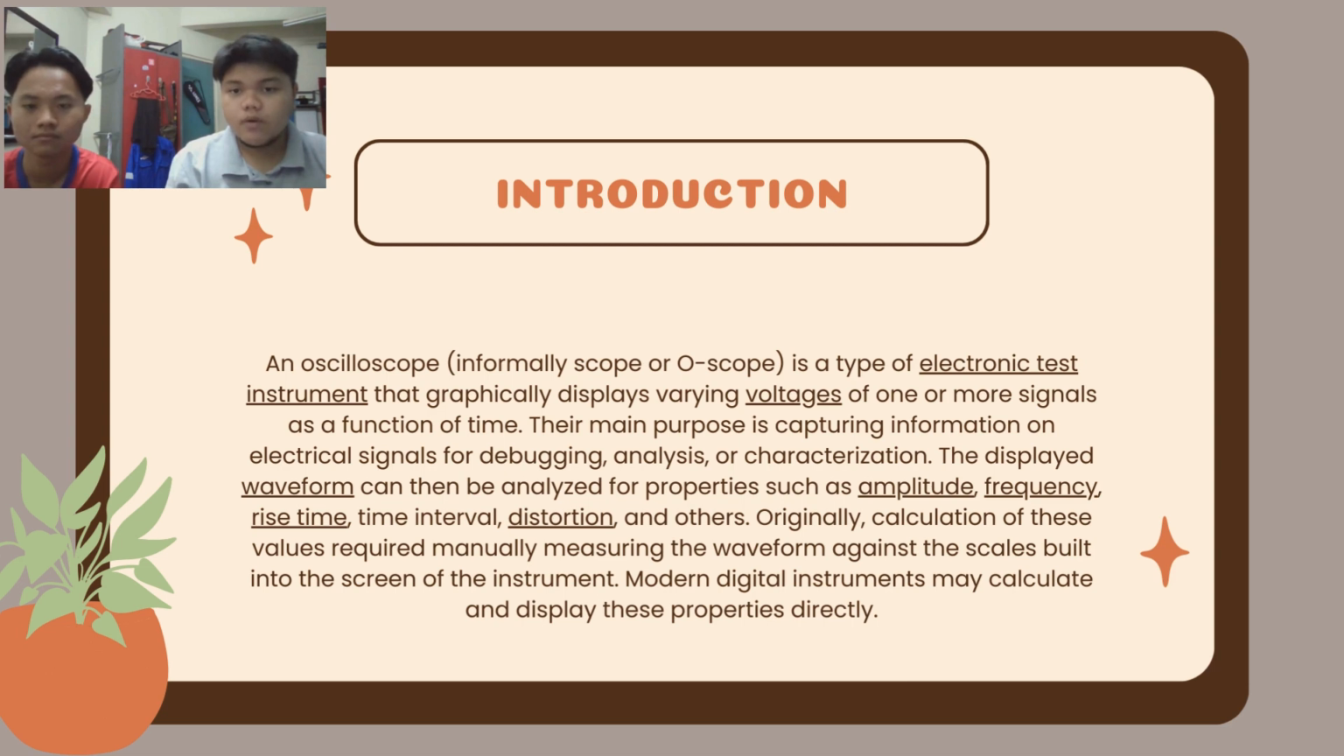The displayed waveform can then be analyzed for properties such as amplitude, frequency, rise time, time interval, distortion, and other ways. Originally, calculation of these values required manually measuring the waveform against the scale built into the screen of the instrument. Modern digital instruments may calculate and display these properties directly.